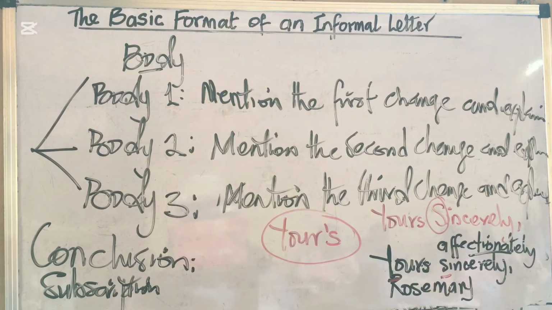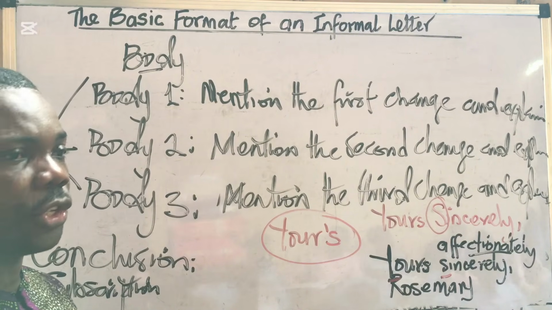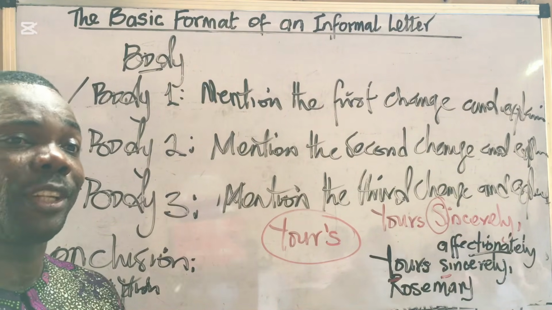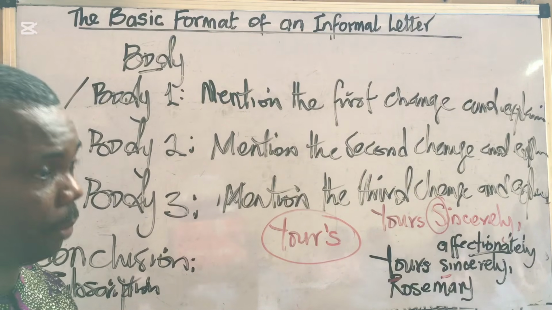So in this video, we have discussed the general format of an informal letter having to do with address, the salutation, body part 1, body part 2, body part 3, conclusion, and then what? The subscription. You already have them on the board.